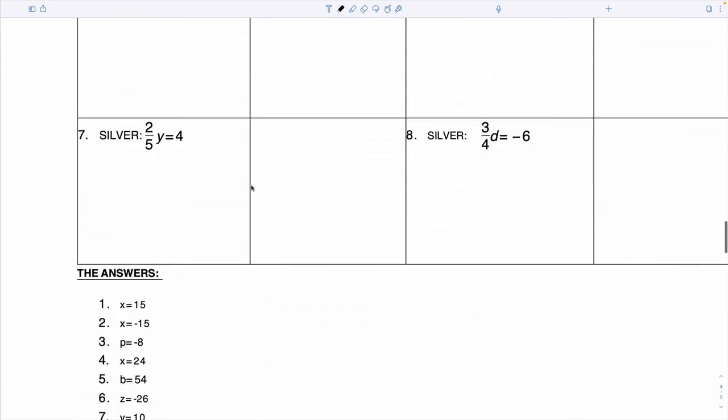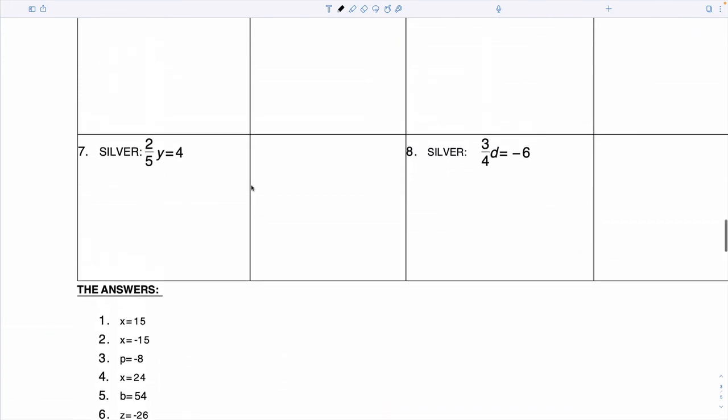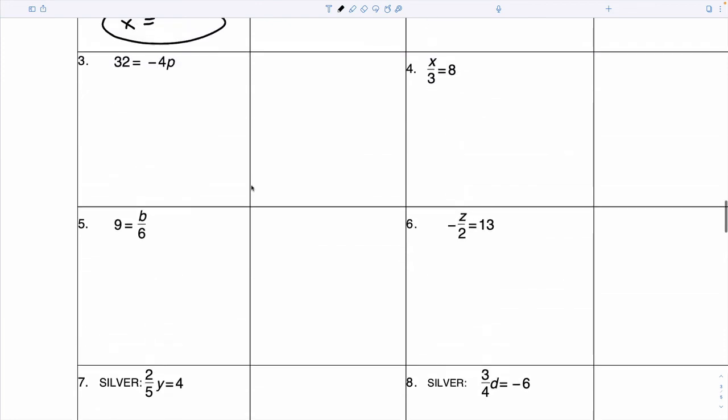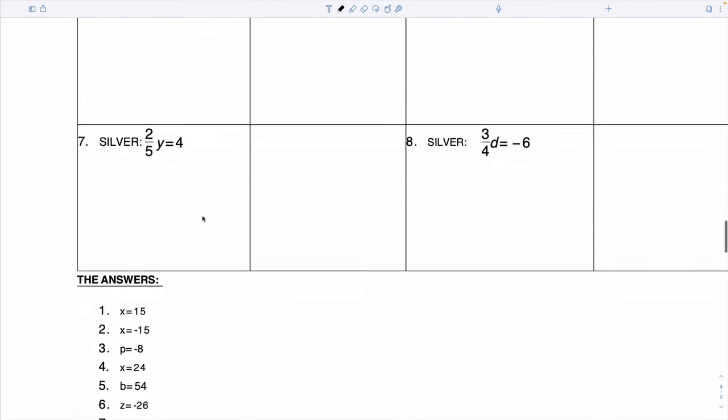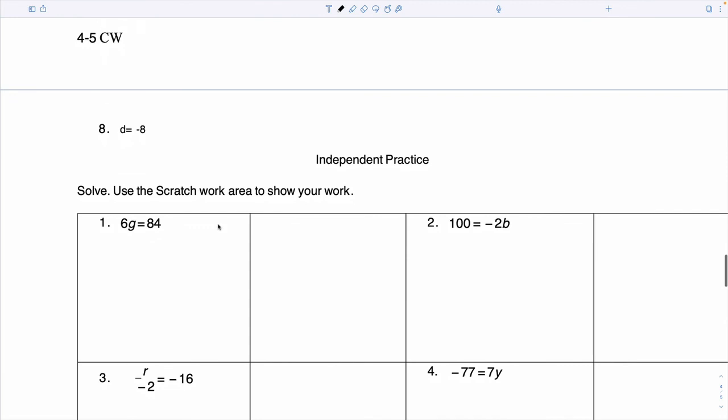Go ahead and do 5 minutes of, or maybe even 7 to 10. Looks like there's 8 problems. There's 2 silvers. When you finish, you'll end the period with independent practice work.